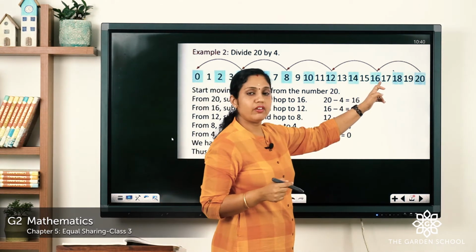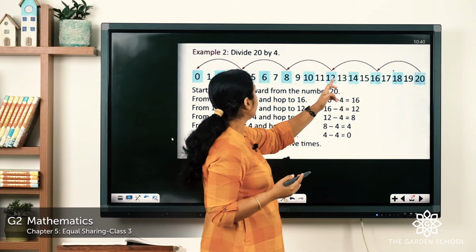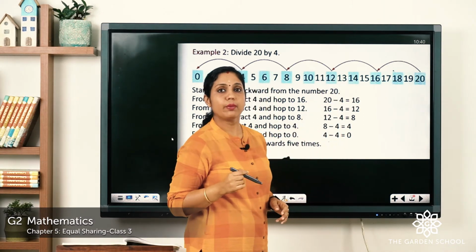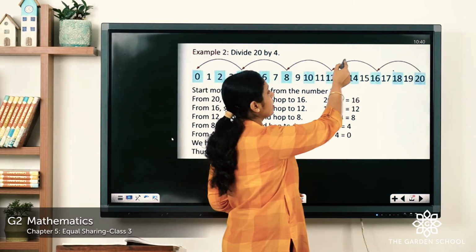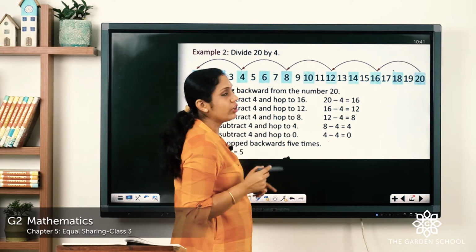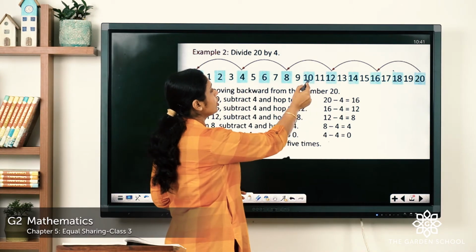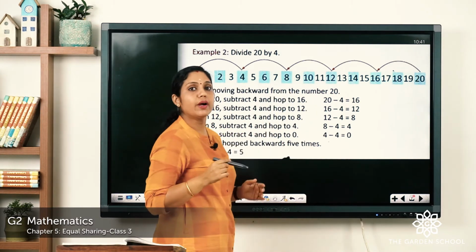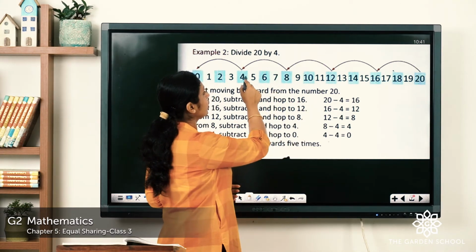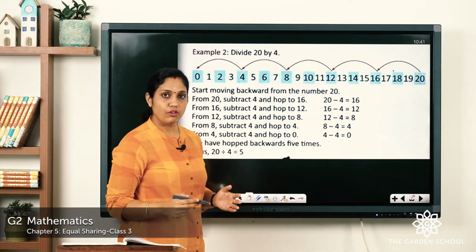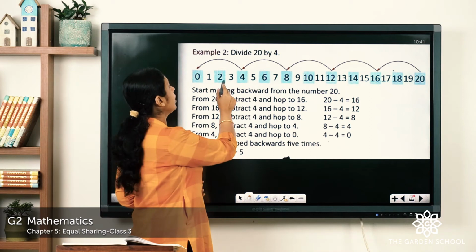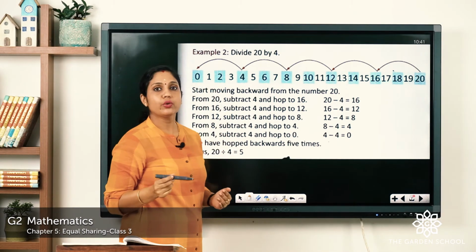From 16 again we have to move 4 numbers backwards. So 1, 2, 3, 4, you reach the number 12. So you can draw a semicircle there. Again, from 12 you have to move 4 numbers backwards. 1, 2, 3, 4. You reach the number 8. From 8 again, you count 1, 2, 3, 4. You reach the number 4. From 4 again, 4 numbers backwards. 1, 2, 3, 4, and here you reach 0.